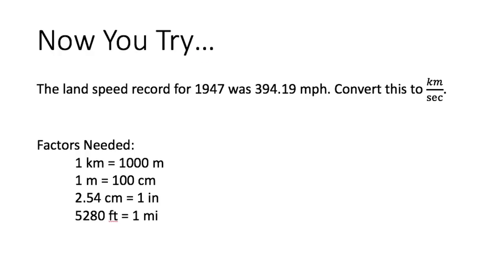Now I'd like you to try to solve this problem. The land speed record for 1947 was 394.19 miles per hour. Convert this to kilometers per second. Some of the factors that you will need for this are that 1 kilometer equals 1,000 meters, 1 meter equals 100 centimeters, 2.54 centimeters equals 1 inch, and 5,280 feet equals 1 mile.